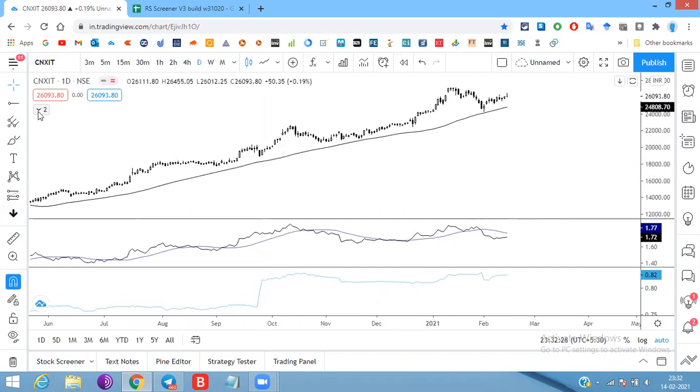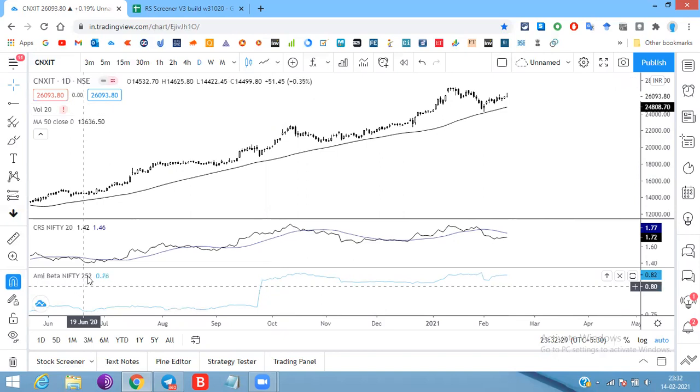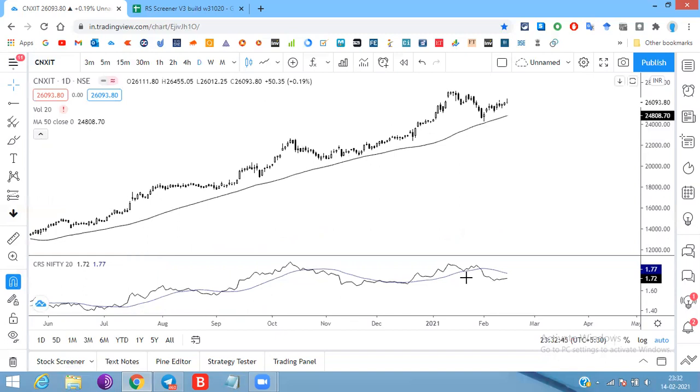Generally people use 3 years of data. I use 1 year of data for analyzing the beta of a sector. I prefer 1 year. Generally, people prefer 3 years. I prefer 1 year. That is on your conscience as well. Not an issue. So Nifty IT is clearly losing momentum.